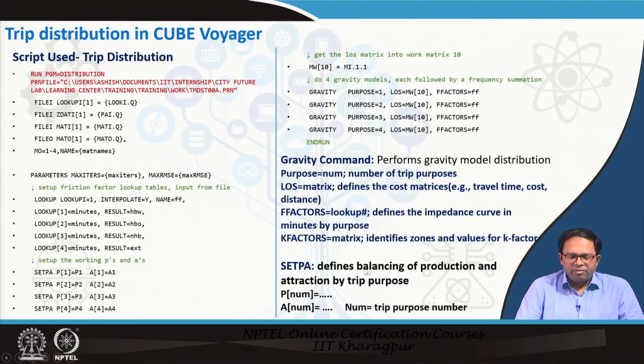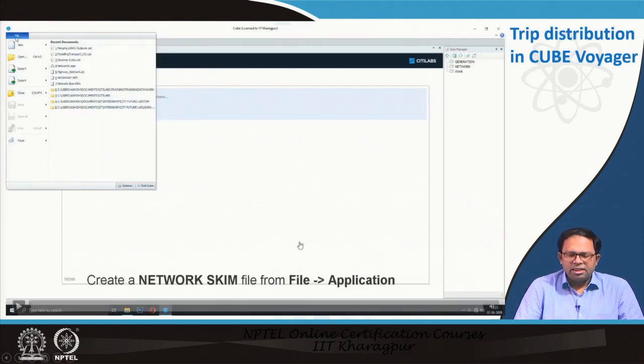This we have also discussed when we did trip distribution. So, finally, we have to balance the total amount of production with the total amount of attraction, and that is done over here. So, set PA, this is set P and A, that is production and attraction. So that we also balance the trips in between. So, this is how we write the script for trip distribution. Let us see how it works.